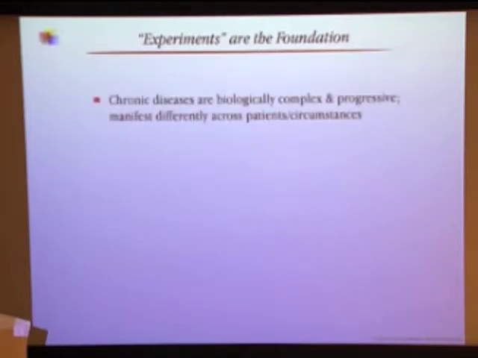Now, the foundation of this, to use a term which is also loaded in healthcare, are experiments. Chronic disease, that which we're focusing on, are biologically complex and manifest differently across patients. Again, each and every patient is different. If we're going to optimize care, we need to optimize care for each patient individually.